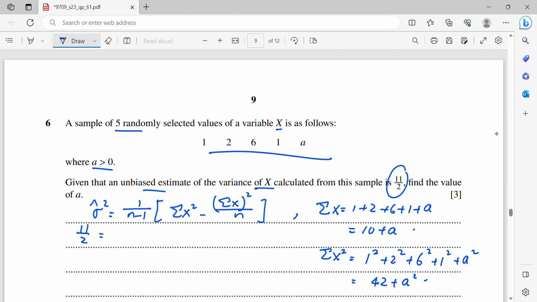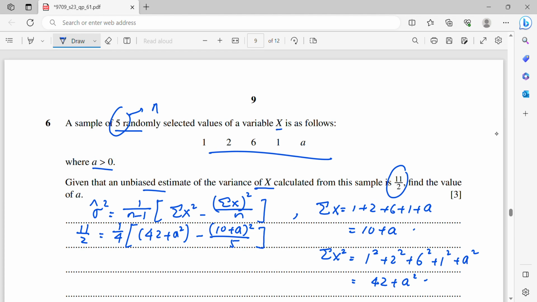Now your n is 5. Okay, this is the n. So 1 over n minus 1 becomes 1 over 4. So summation x squared is 42 plus a squared. Then you minus the square of summation x. Summation x is going to be 10 plus a. Then you square it over 5.